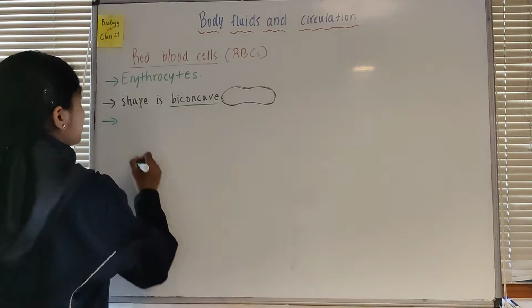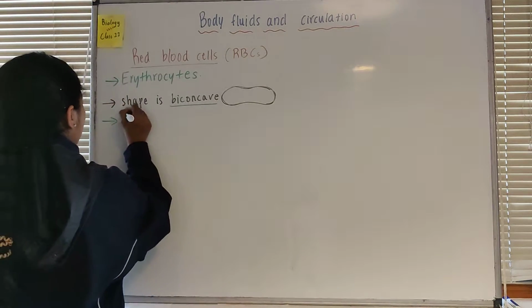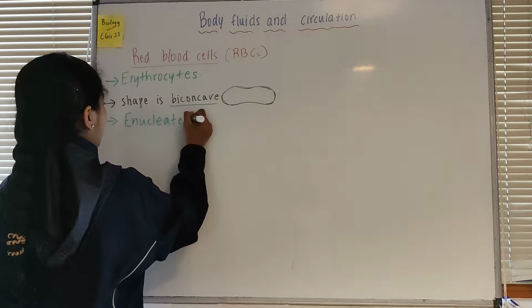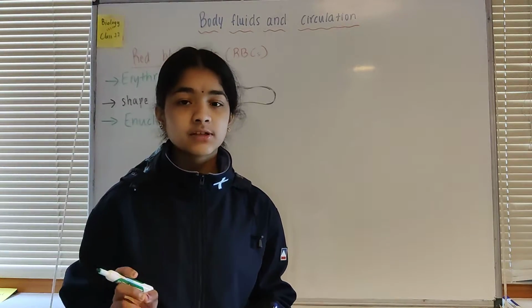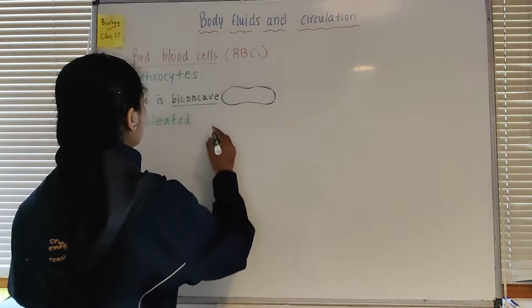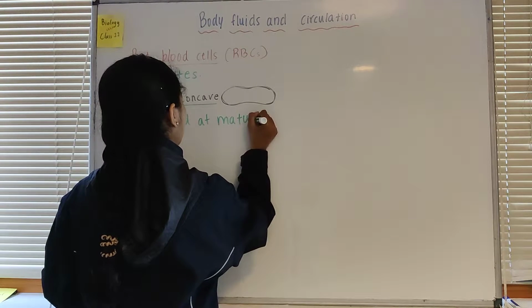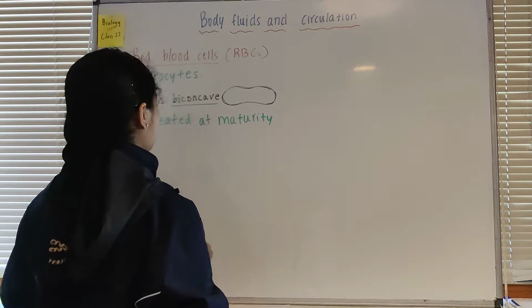Biconcave. Next thing, the red blood cells are enucleated. This is also a very important thing. Enucleated means they don't have a nucleus. They show the absence of nucleus, and they're enucleated at maturity, and there are some exceptions for this, except in some animals.